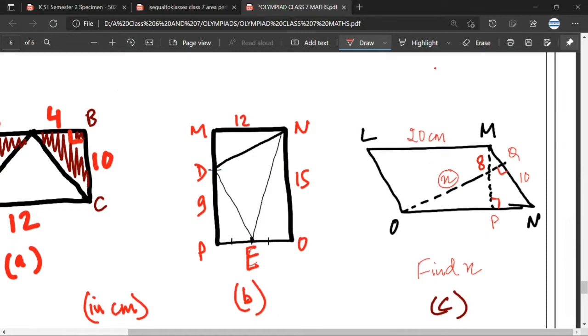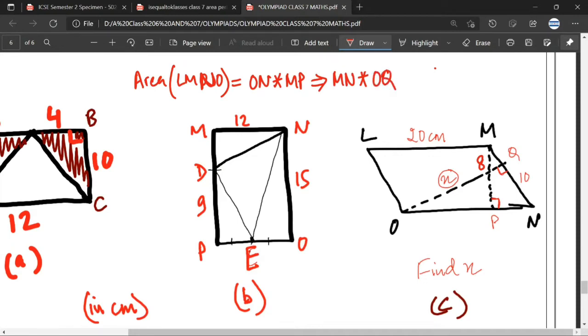So what I'm trying to tell you is that this question uses the same logic that we have just done. That the area of parallelogram LMNO would be equal to this base ON into the height MP, which will be the same as this base MN into this height OQ. Mr. Satya, yes or no? Yes, sir. Now all that we need to do is just put in the values, and the values are given to us. The value of ON is 20 centimeter.